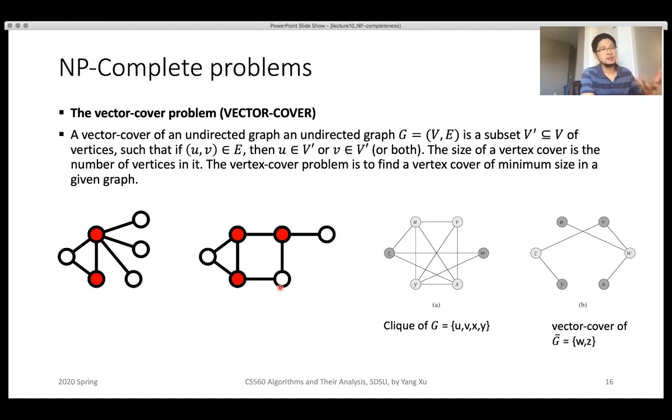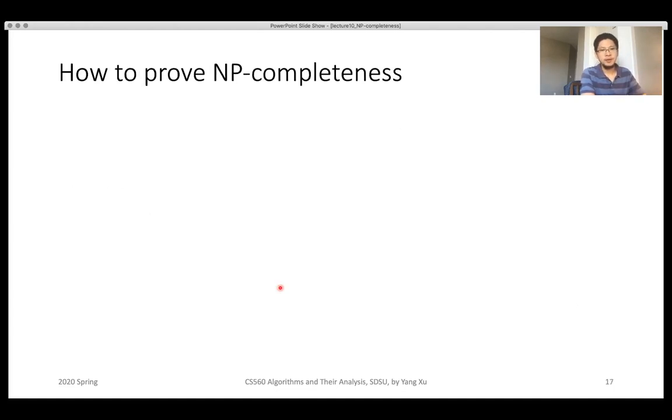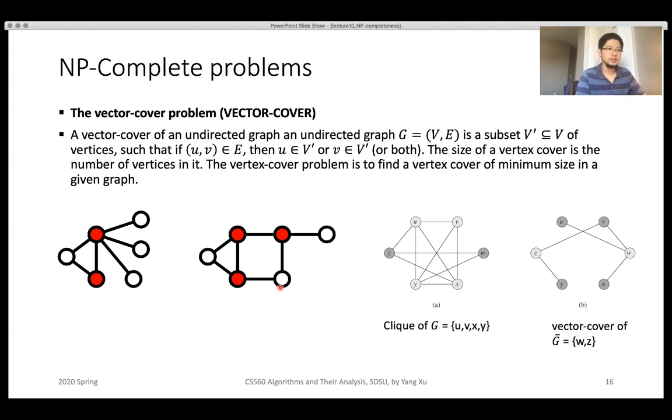And that's some examples of the NP-complete problems, and a lot of them are related to the graph algorithms. As we can see, we basically want to show that in NP-complete problems, it's easy to verify, because it belongs to the category of NP, but it's very difficult to find the solutions.